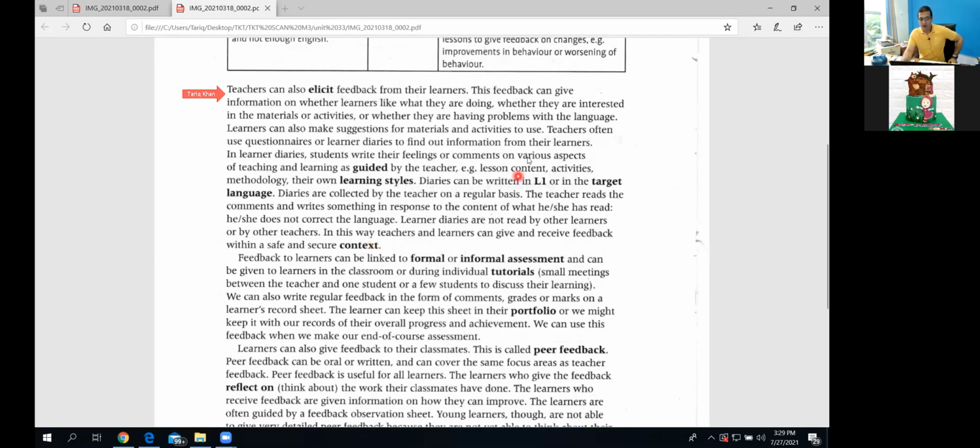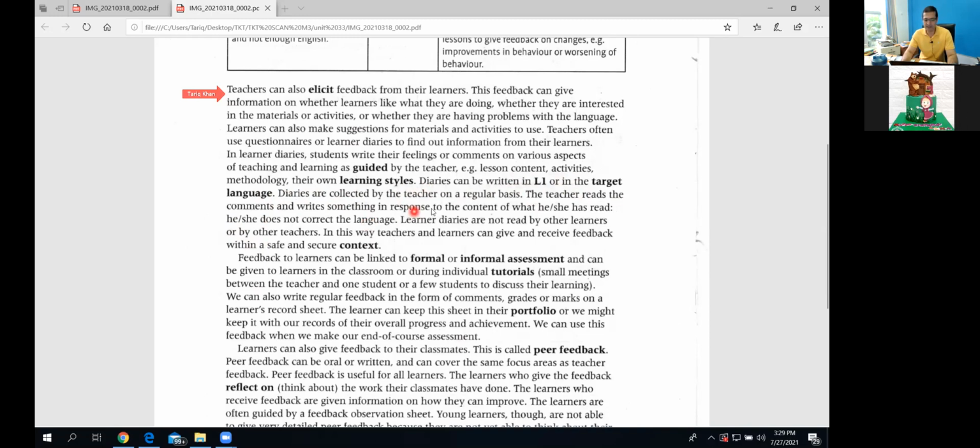Okay, for example, lesson content, activities, methodology, their own learning styles. Now, I hope it is clear to you what is lesson content, what are activities, what is methodology, and their own learning styles. All right. Yeah, because we have discussed that over time, discussing different things. Diaries can be written in L1 or in the target language. Now, if it is not possible for you to maintain the diary in English because certain things you cannot express well in that, you can maintain it in Sinhala as well.